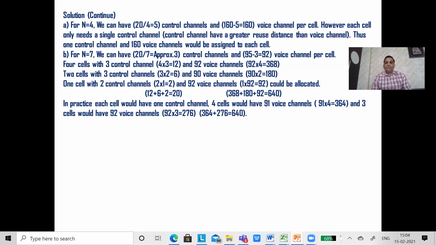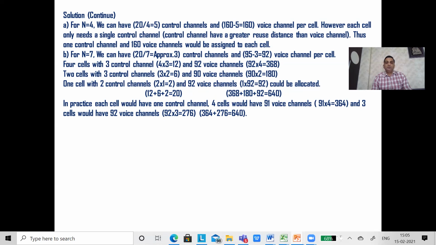So the distribution of control channels and voice channels among these cells will be given as follows. The very first case is 4 cells with 3 control channels and 92 voice channels. In brackets it is mentioned what exactly the requirement is. So if there are 3 control channels and 4 cells, then the total number of control channels will be 12, and for 92 voice channels, if there are 4 cells, then 4 cells into 92 indicates 368 voice channels for 4 cells.